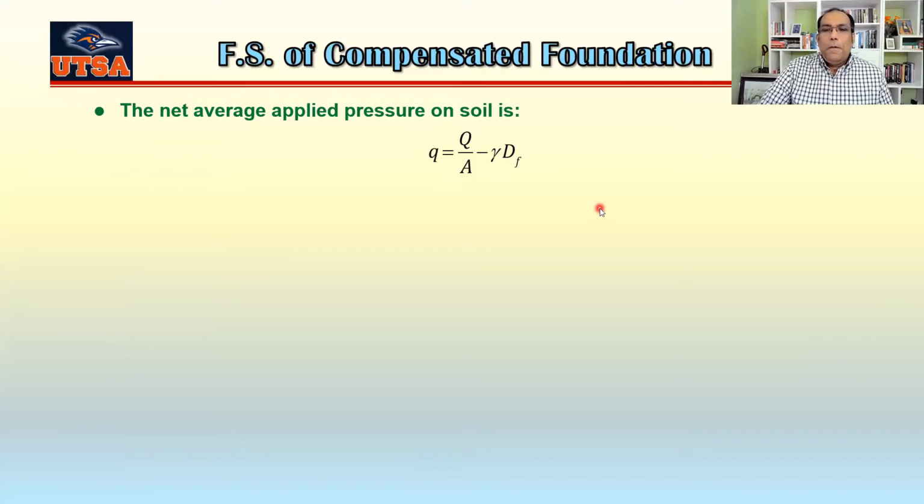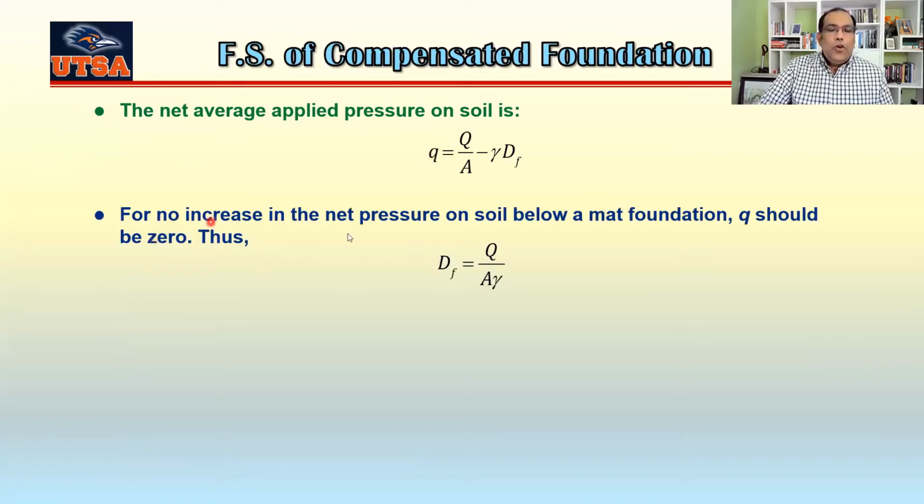So for the fully compensated case, your q should be 0. The net change in stress has to be 0. So in that situation, your Df has to be Q divided by A. Just rearranging this equation, if this is 0, then Q/A is equal to γDf, and Df is equal to Q/A divided by γ.